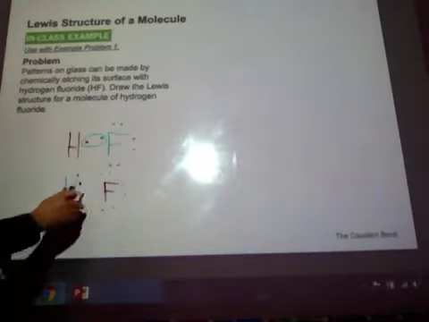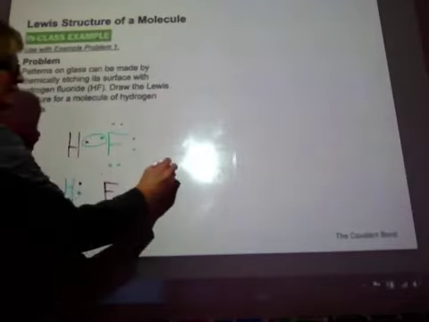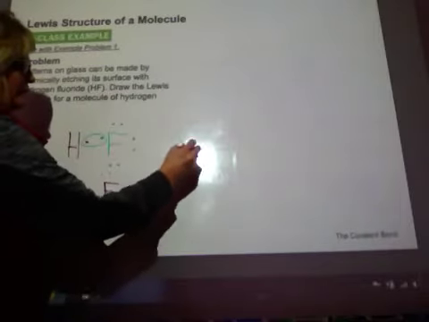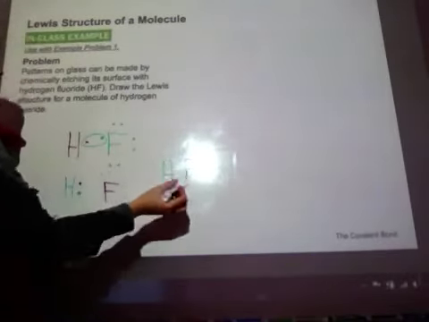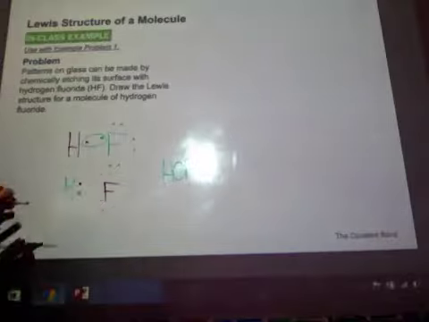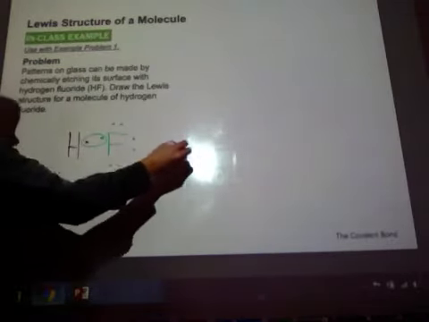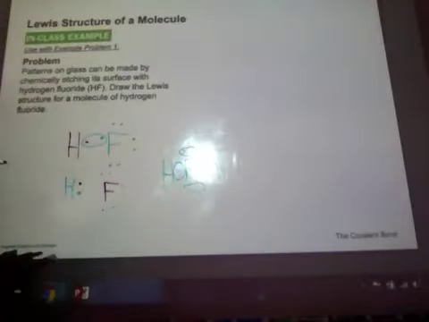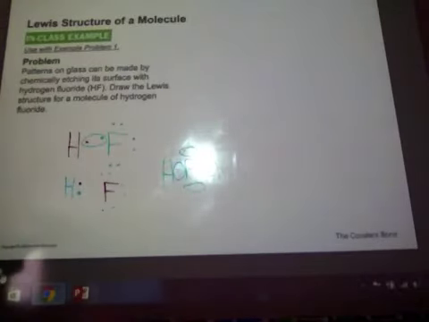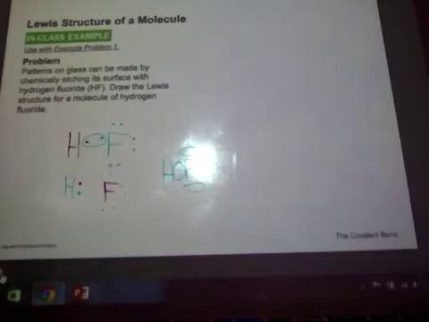So to actually draw that, I would put H dot dot F, 1, 2, 3, 4, 5, 6. So now my hydrogen is full, it has 2, and my fluorine is full, it has 8 electrons, and that's that octet rule that we try to get to. And I'll stop there for now.